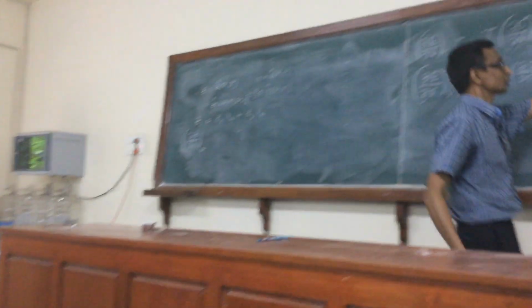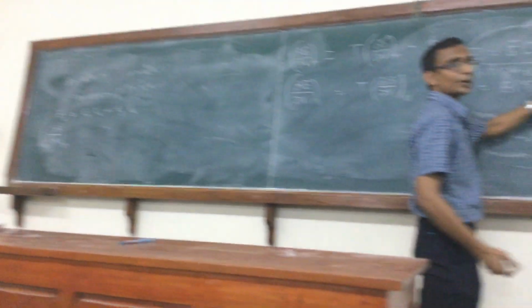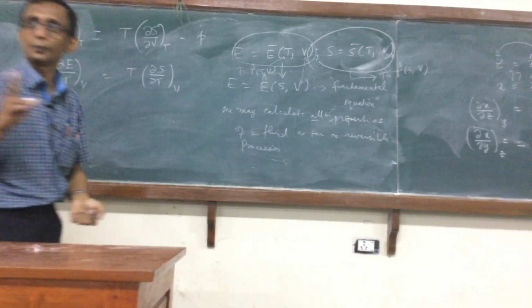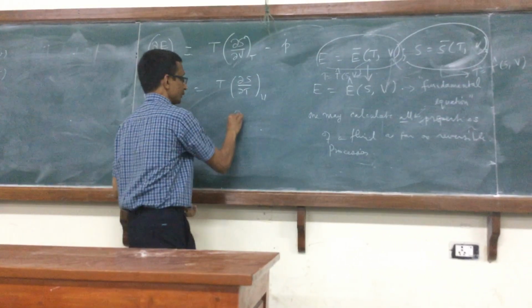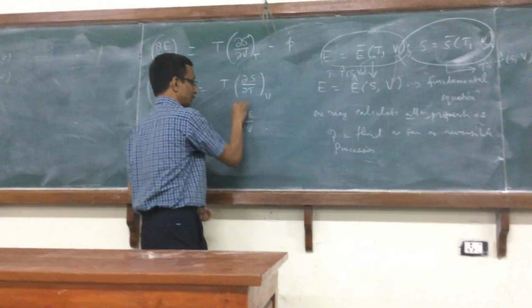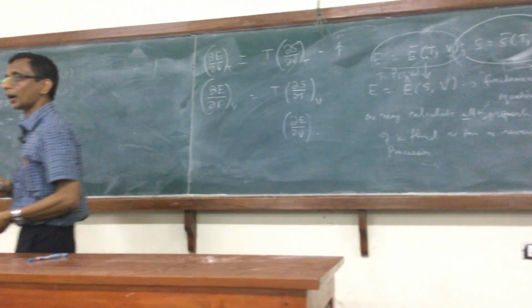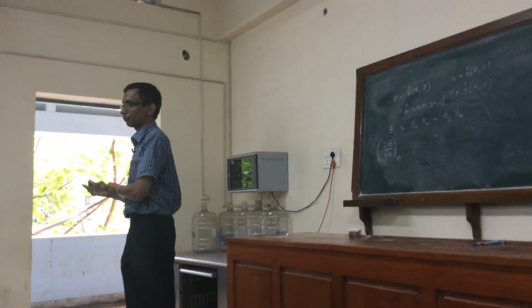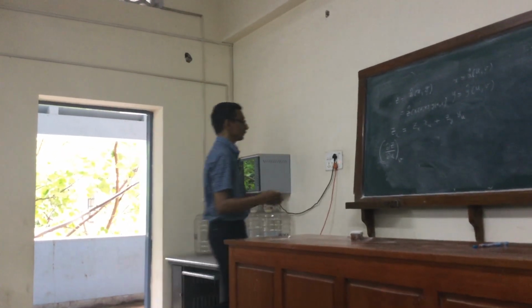E can be expressed as a function of t and v. E can be expressed also as a function of s and v. So when I know that E is a function of two variables, right? And if I just write it as dE by dV and leave it like that, it doesn't have any meaning unless I say what is the other variable that is kept fixed, right? So this is the meaning of this.